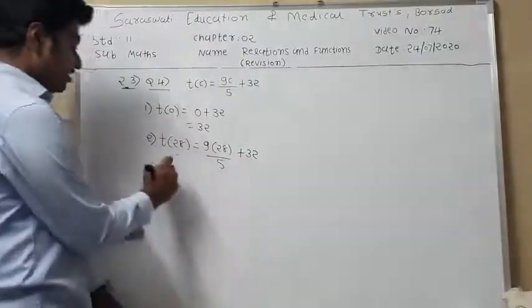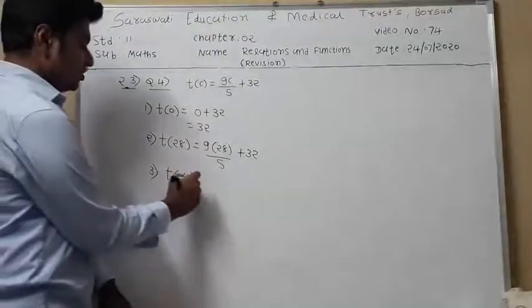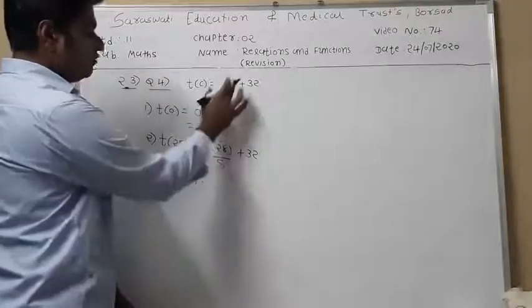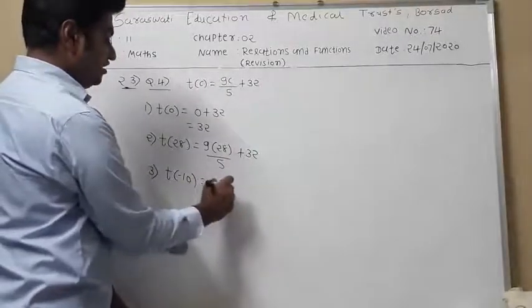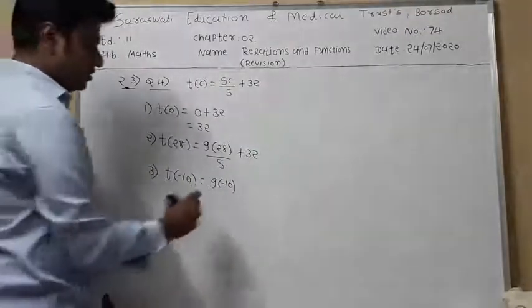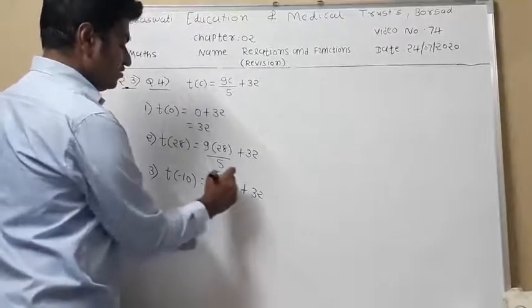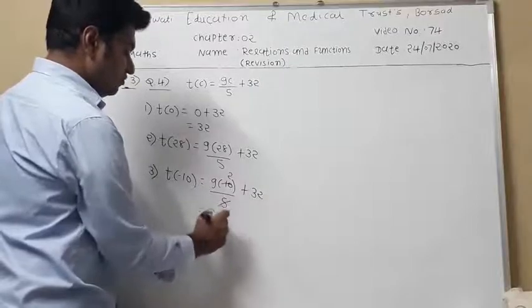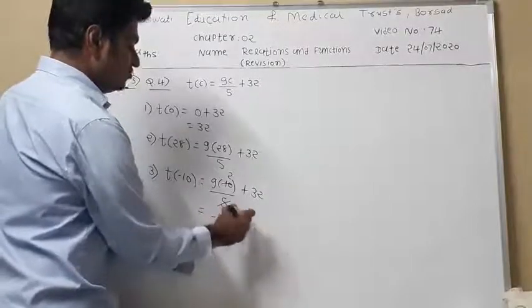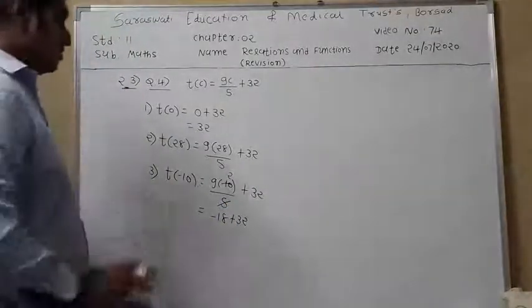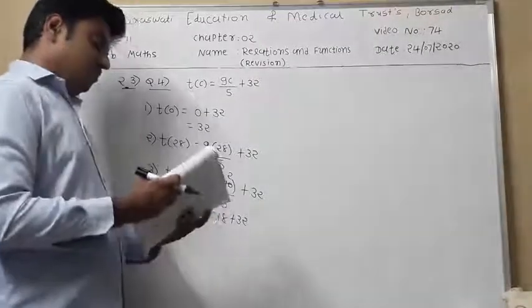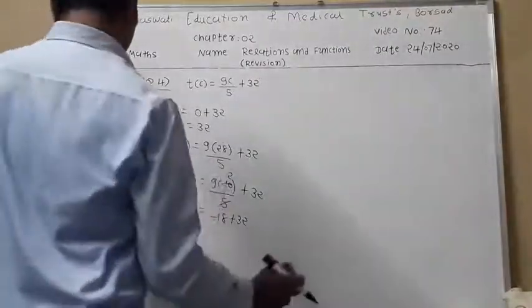Third one, T of minus 10. So again, in place of C write minus 10. So 9 into minus 10 divided by 5 plus 32. Here cancel out this term by 2. 9 into minus 2 is minus 18, plus 32. Now subtract this term, so we get the answer. Now next question.